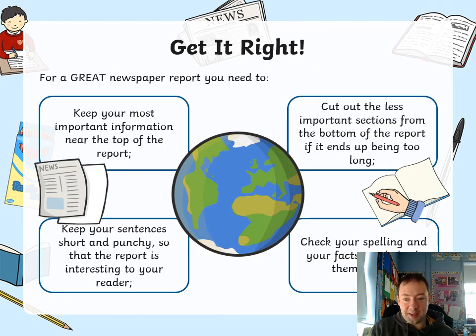Finally, I'll just remind you, get it right. For a great newspaper report, you need to keep your most important information near the top of the report, keep your sentences short and punchy so that the report is interesting to your reader, cut out the less important sections from the bottom of the report if it ends up being too long, and finally, check your spellings. Make sure that your spellings, your punctuation and everything that you have used is absolutely perfect. Read it through. Make sure you read it through and double check everything you've written makes perfect sense.